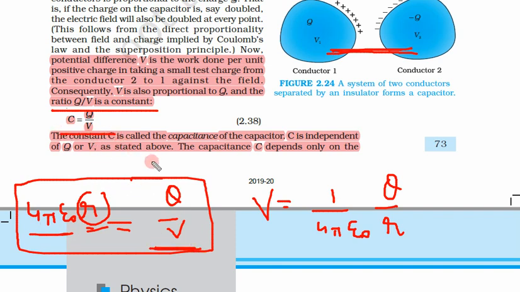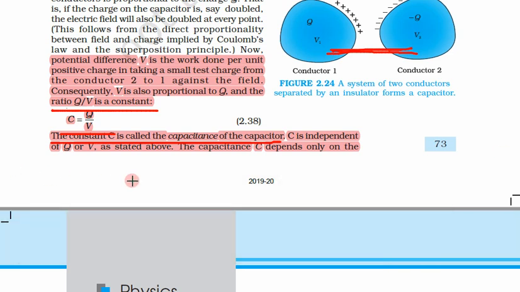Q by V ratio is a constant and it is called the capacitance of this capacitor. So here you saw how this thing is constant. C is this Q by V, a constant, which is called capacitance. C or capacitance is independent of Q or V. So we saw that it was simply a number as stated above.